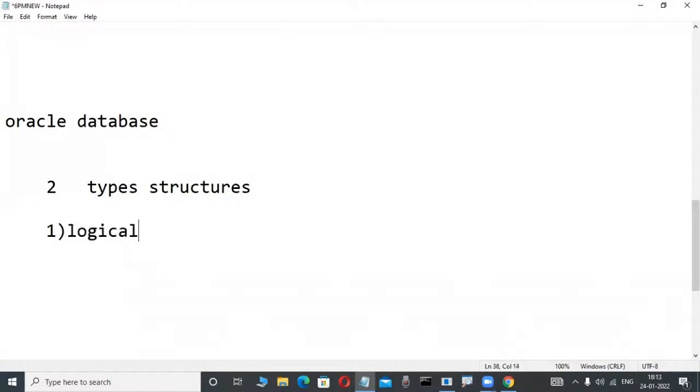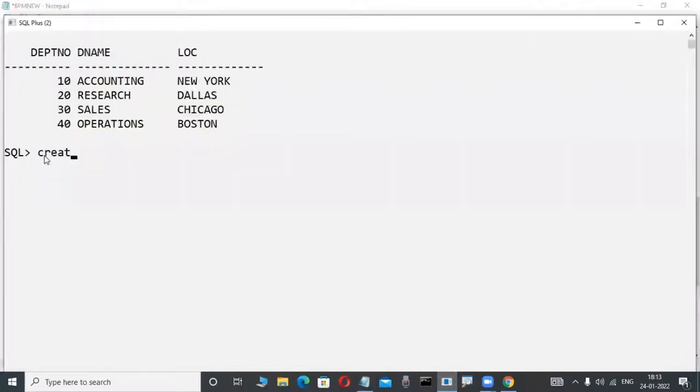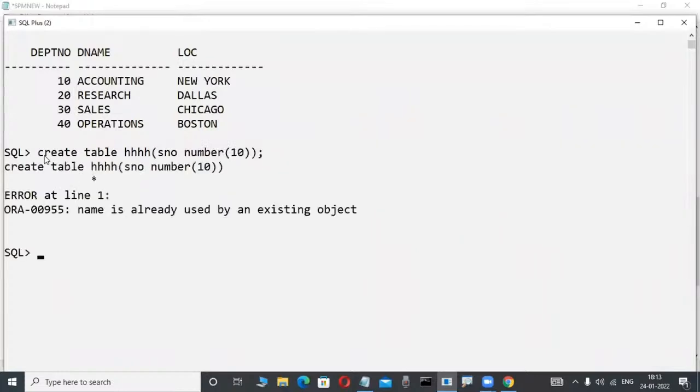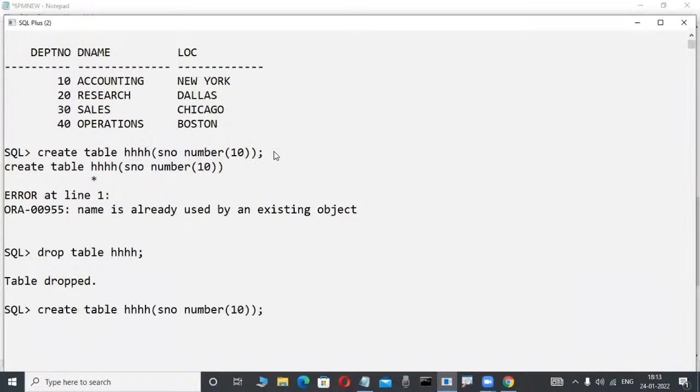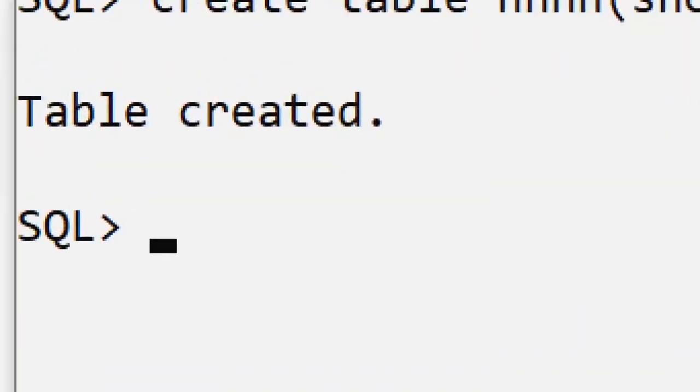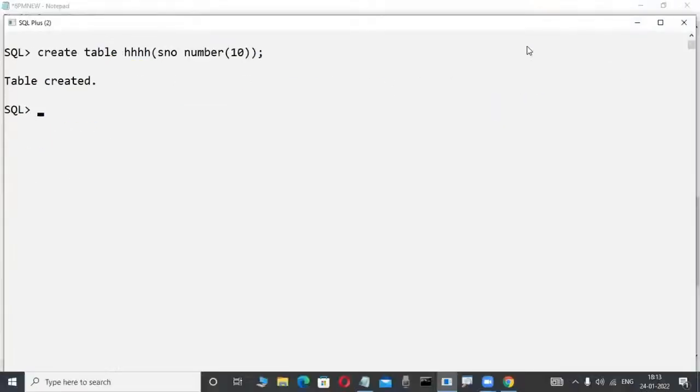Slowly observe here. Logical structure, I'm telling. Another one is the physical structure. What does a logical structure mean? Suppose you are creating a table or anything in your database, for example. Any table I'm creating like this. Now here, already these tables are there. Suppose I'm creating this table in my database. Whenever I'm creating a table, this is not visible in the operating system.